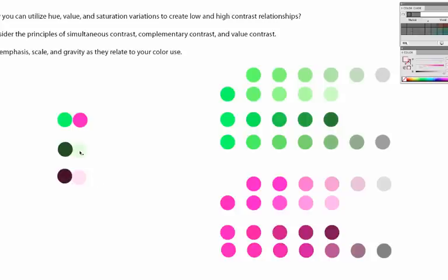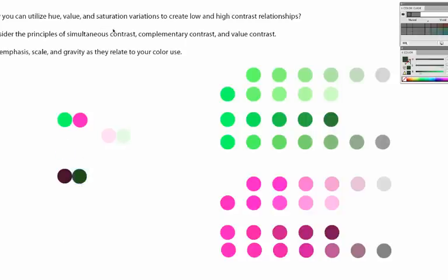But of course you can also have a high contrast of value and a high contrast of hue by switching these two around. And in terms of low contrast of value, we'll be looking at hues that are pretty much the same. So that could be, for example, these two hues have a low contrast of value but a high contrast of hue. The same goes with this pair here.